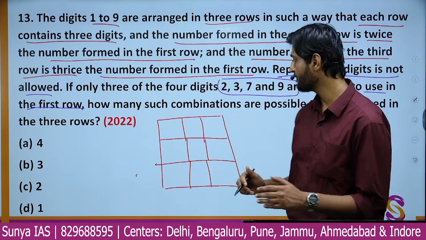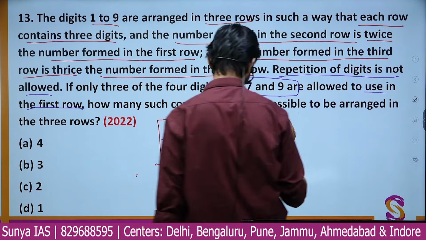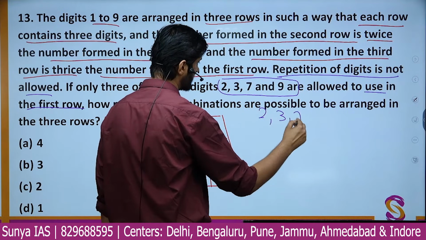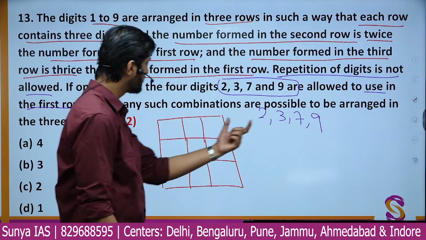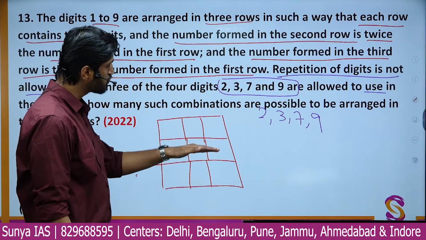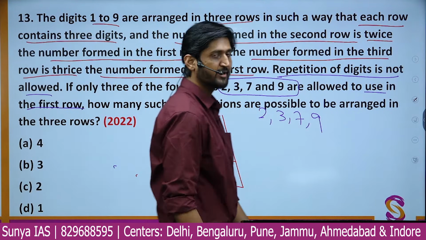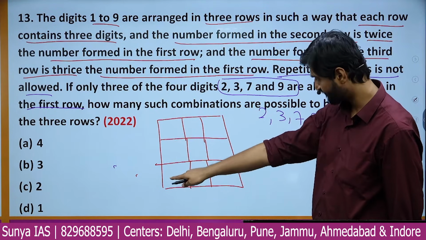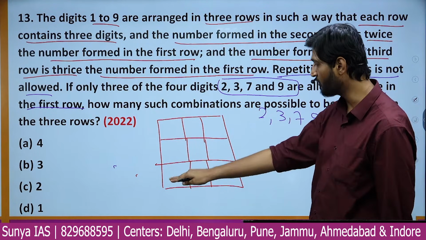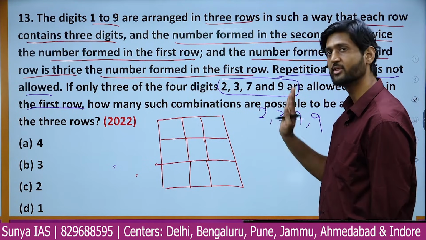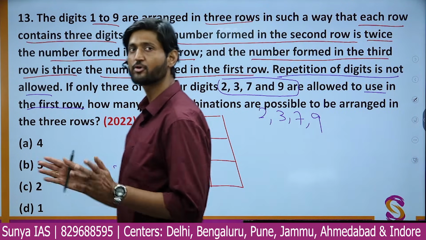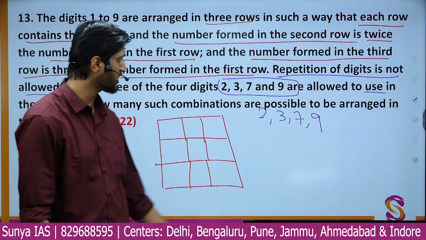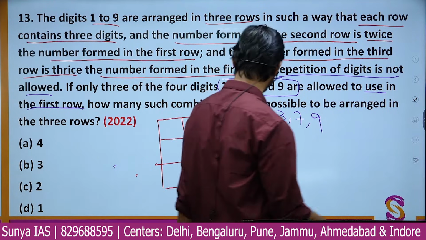The question is saying that out of the numbers 2, 3, 7, 9, you can choose any 3 for the first row, and then you have to choose other numbers such that the second row is twice the first row, and the third row, the number whatever is formed is actually thrice the number formed in the first row. So again, what we have to do is hit and trial. We have to check for different combinations which are possible.